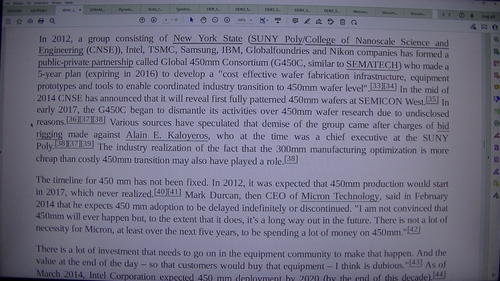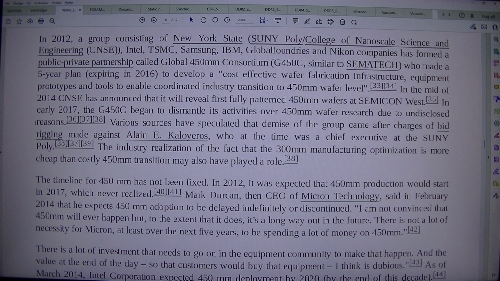Various sources have speculated that the demise of the group came after charges of bid-rigging made against Alain Kaloyeros, who at the time was chief executive at SUNY Poly. The industry realization of the fact that 300 mm manufacturing optimization is cheaper than costly 450 mm transition may also have played a role.